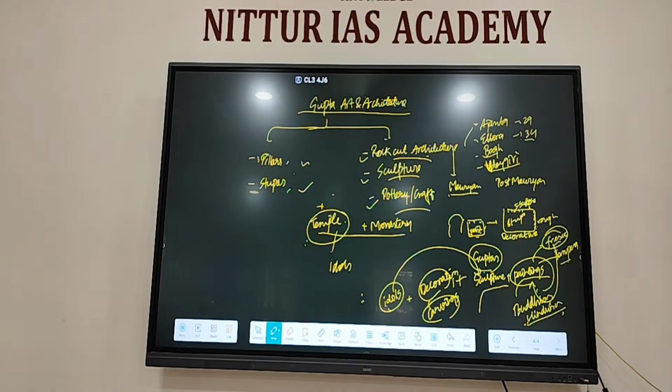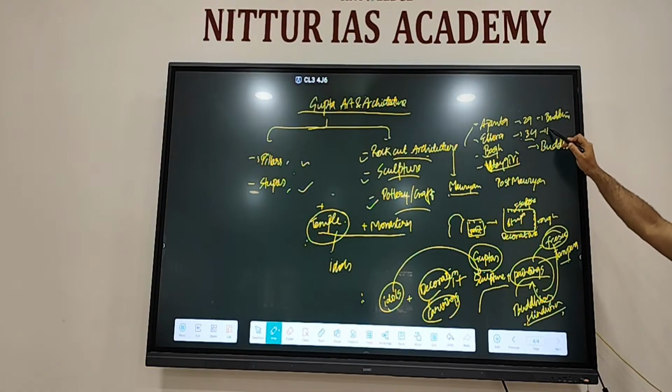In Ellora, only the early caves were created during the Gupta's period. Later caves were created during the Rashtrakutas period or the Chalukya period. Then you will see Bagh caves. Bagh caves is dedicated to Buddhism. Ajanta is also dedicated to Buddhism. But Ellora has all three religions: Hinduism, Jainism, and Buddhism.